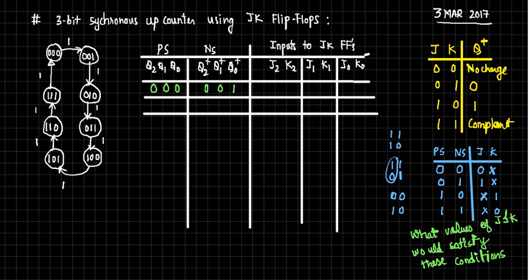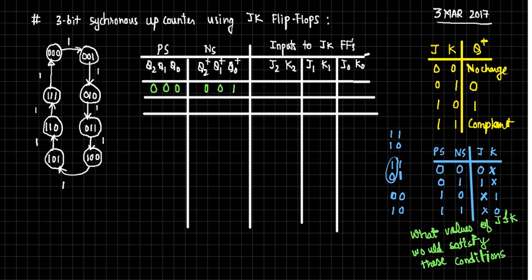So what is that? 1x, right? 1 1 is one possibility, 1 0 is another possibility. So I am defining it as 1x. Is that okay? Everyone? Let's complete this.